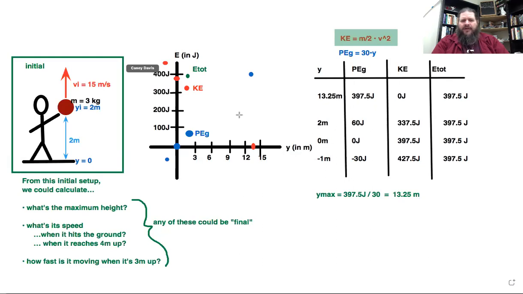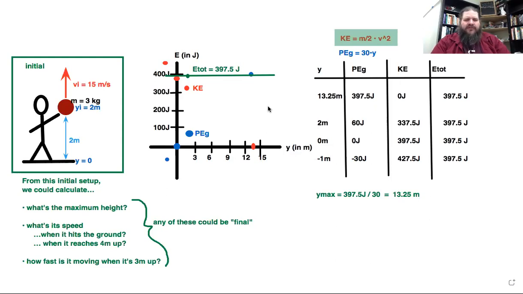Also, what do we know about E total at all of these locations? What's the value of E total? Yeah, it remains constant, right? If E total is constant, what should its graph look like? Yeah, it should be a horizontal line, right? E total is 397.5 everywhere. So no matter what y is, E total is always 397.5. So that'll just be a horizontal line.